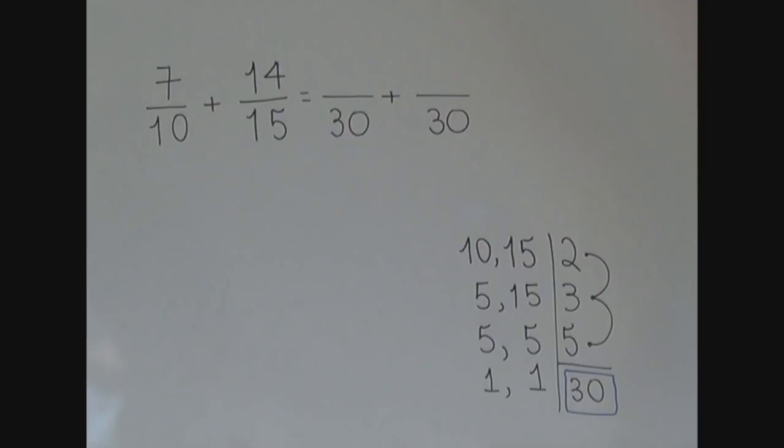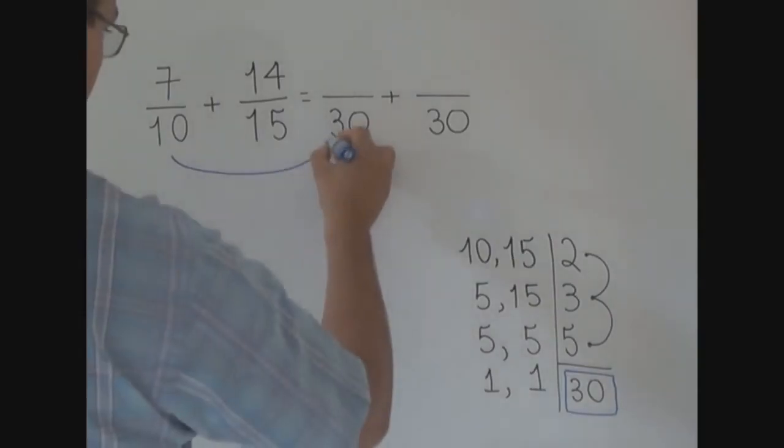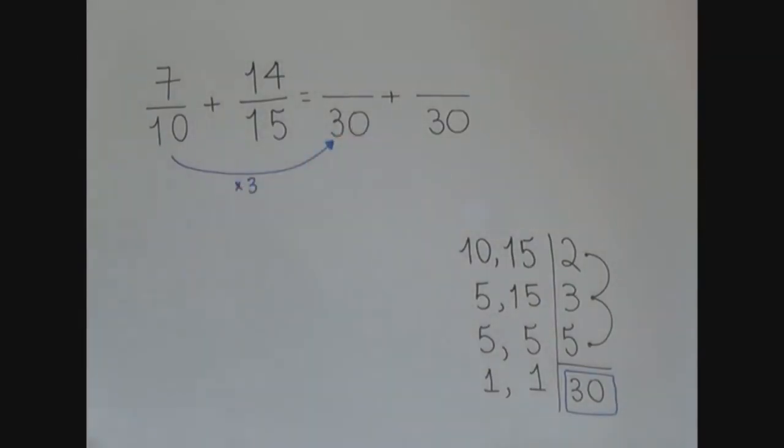Think with me. The 10 from the first fraction became a 30. It means that it was multiplied by 3. If you didn't understand it that way, you can just ask yourself, what is the result of 30 divided by 10? It's 3. It's the same thing. 10 times 3 equals 30.